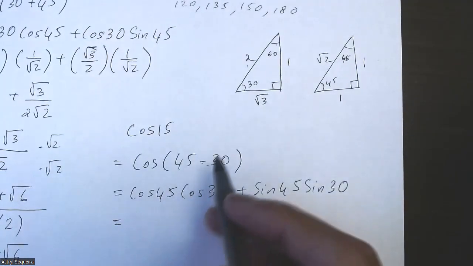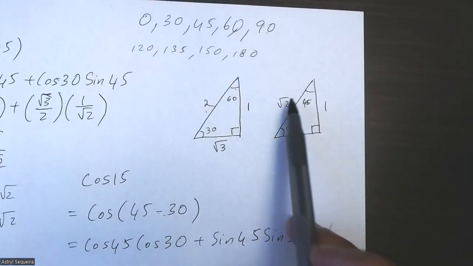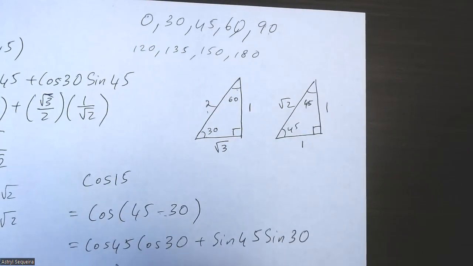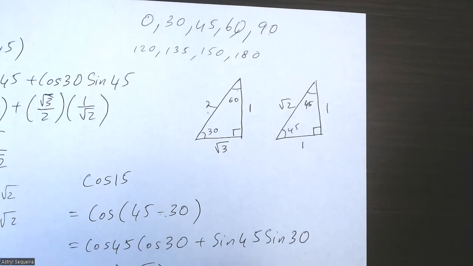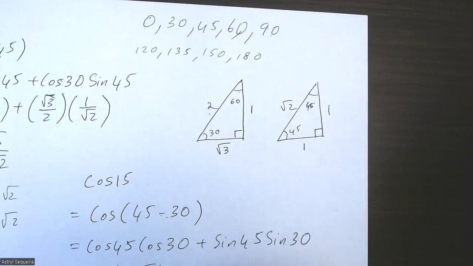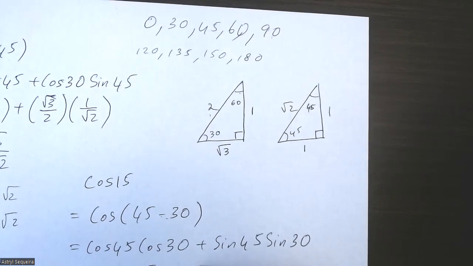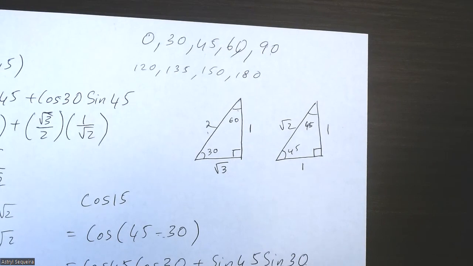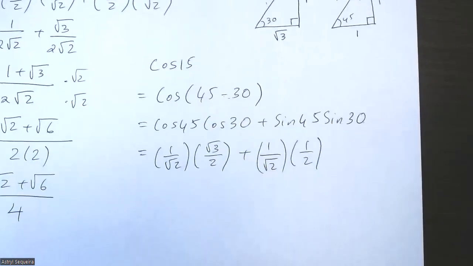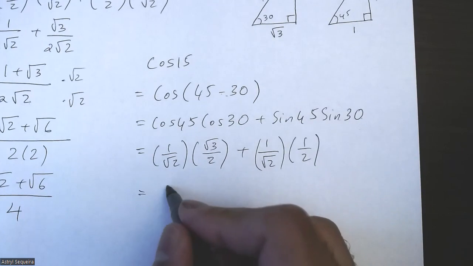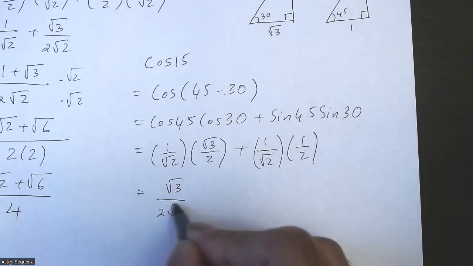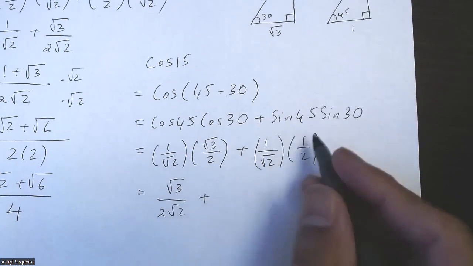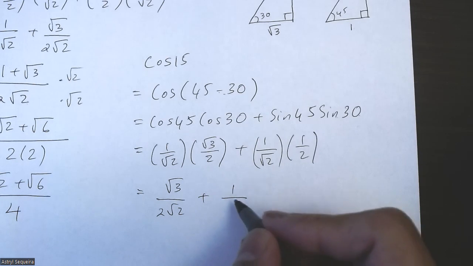Cos 45 is 1 over root 2. And cos of 30 is root 3 over 2. And sine of 45 is again 1 over root 2. And sine of 30 is 1 over 2. Then I just have to simplify this. So this is root 3 over 2 root 2 plus 1 over 2 root 2.